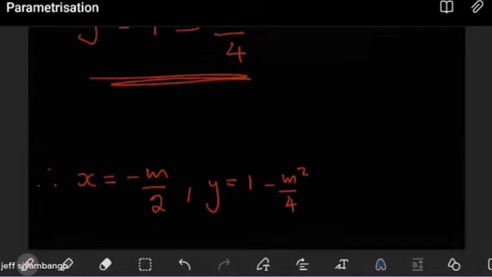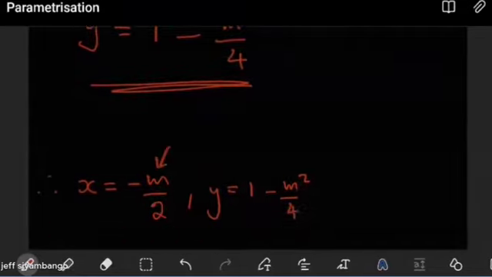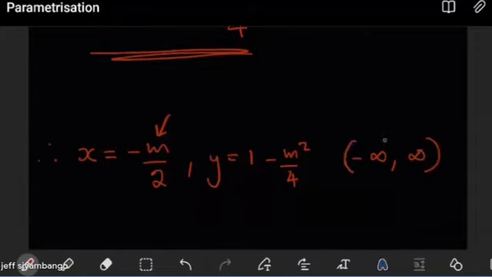In this case, when you look at what we're dealing with, we see that the values of m can acquire any value. So we can conclude that for this case, the values of m can take the whole set of real numbers. So I can say from negative infinity all the way up to positive infinity. So these are the values of m. So for m belonging in this set.